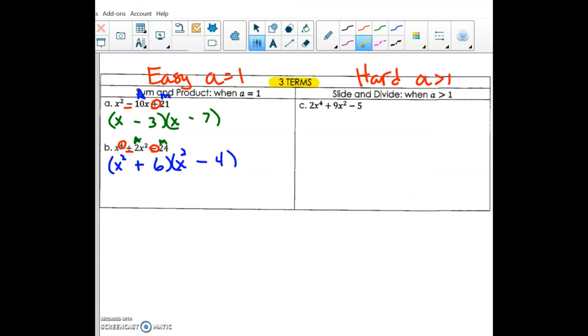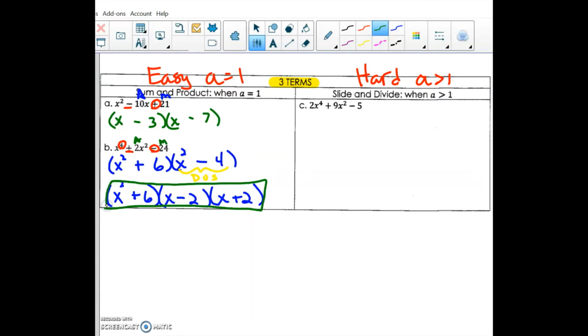Now, based on yesterday, we talked about how we have multiple layers of factoring going on here. So we have to recognize that this is still difference of squares, and that we will continue to factor, bringing the x squared plus 6 down, and then split apart the difference of squares into x minus 2 and x plus 2, and we're finally done with that one. So the easy trinomials are only easy because the leading coefficient is 1.